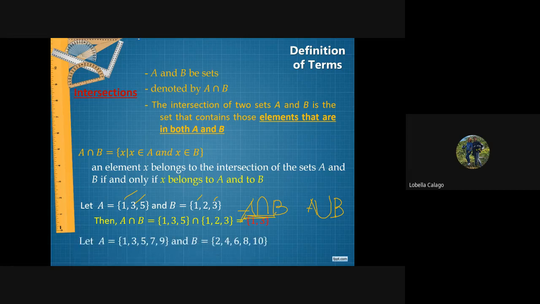How about this one? Check. 1. There is no 1. So, they have nothing in common. Therefore, the null set is our answer. Okay? That is for intersection.